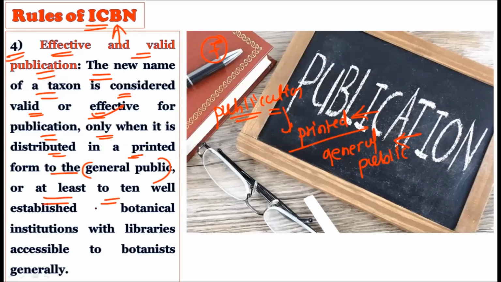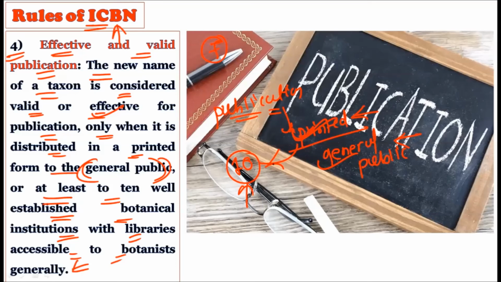or at least available to 10 well established botanical institutions. If not to the general public, at least 10 reputed botanical institutions should have access to this publication material, with libraries accessible to botanists generally. So what are the two criteria? The first criterion is that it should be printed and available to the general public, or it should be printed and available to at least 10 botanical institutions where the libraries are there and botanists can access this plant material. Then and only then we say that this plant material has been published.